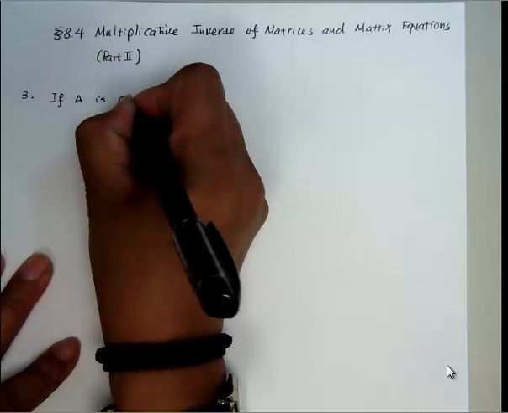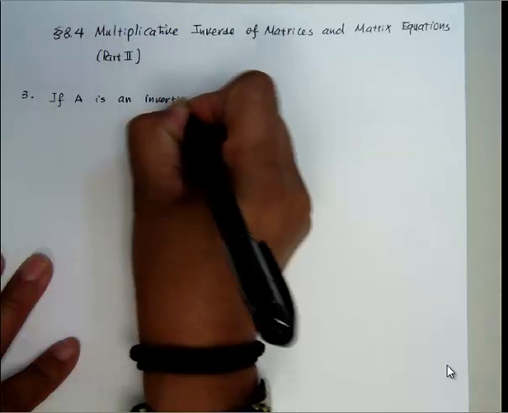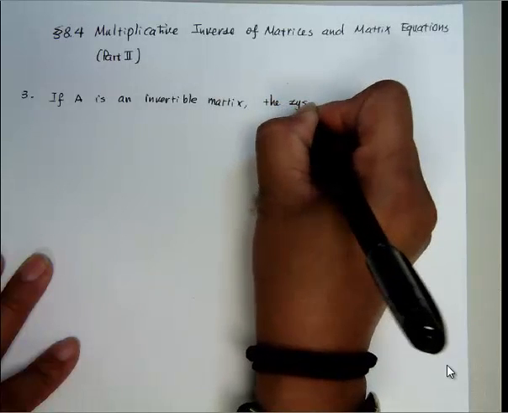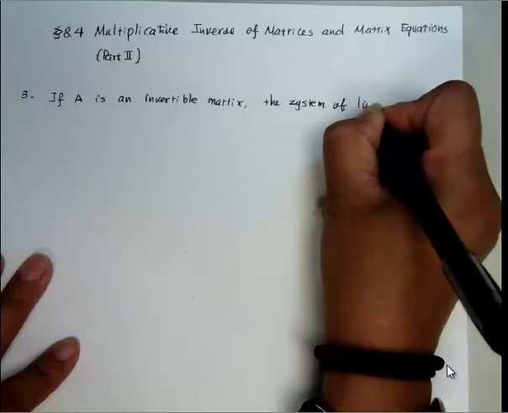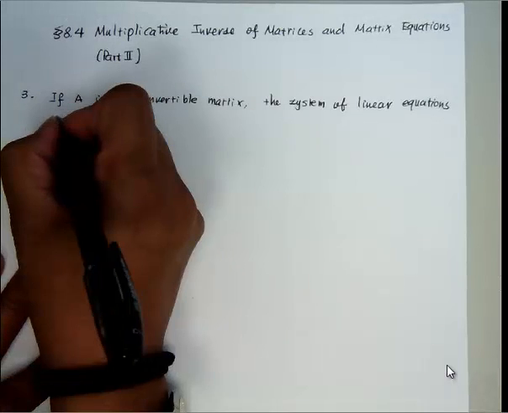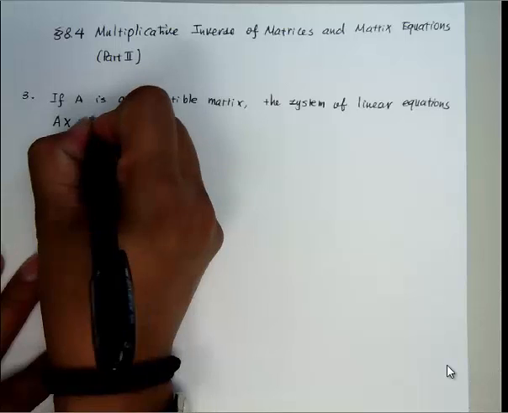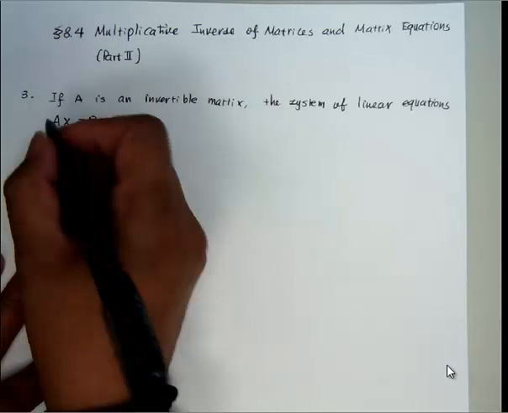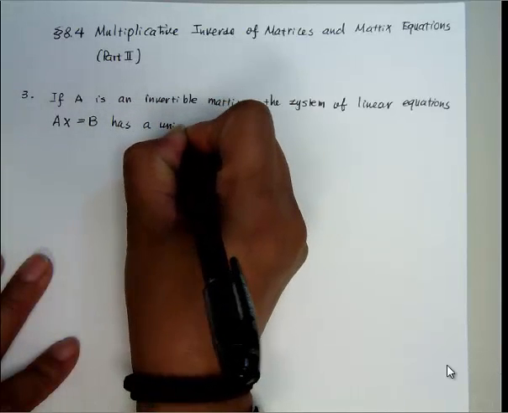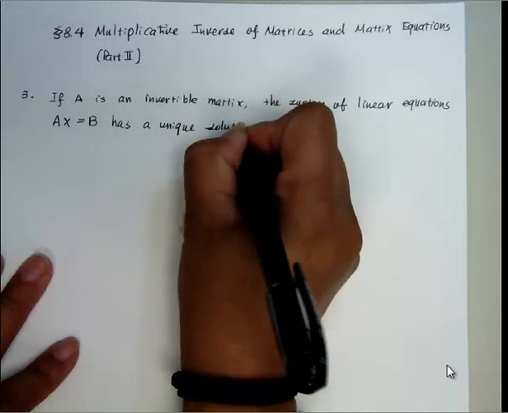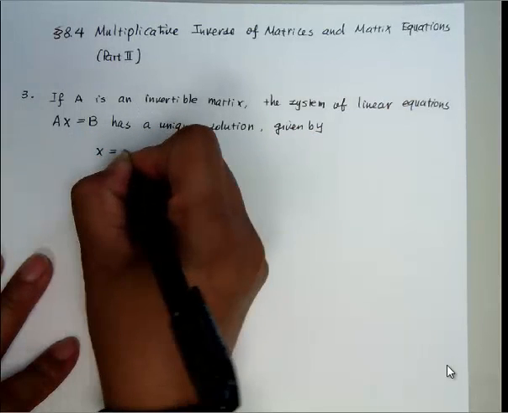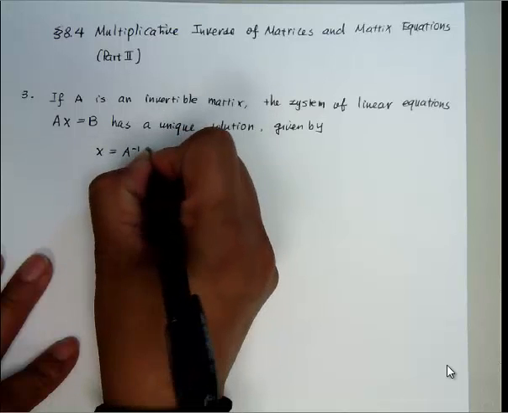If A is invertible, the system of equations, and here we are focusing on the linear equations, has the solution X equal to A inverse times B.